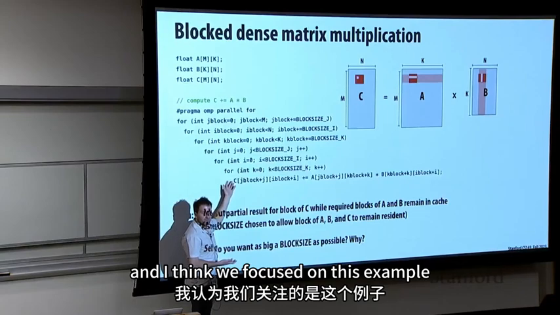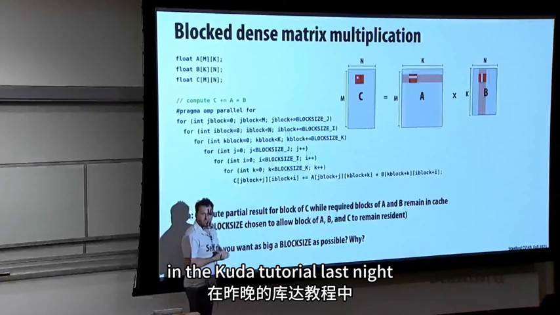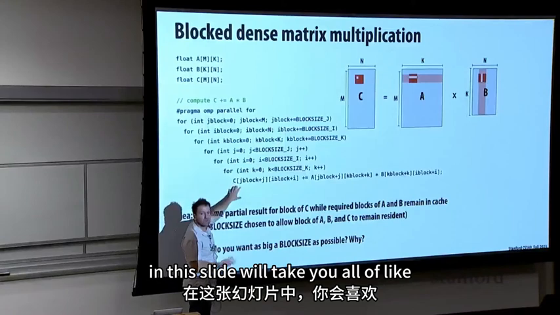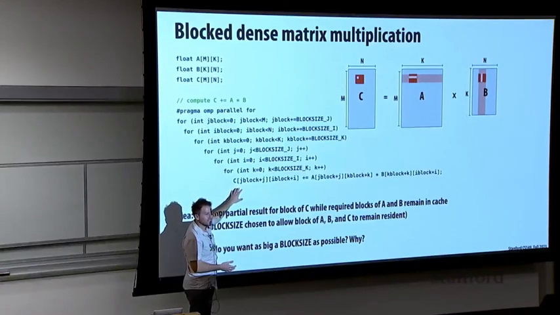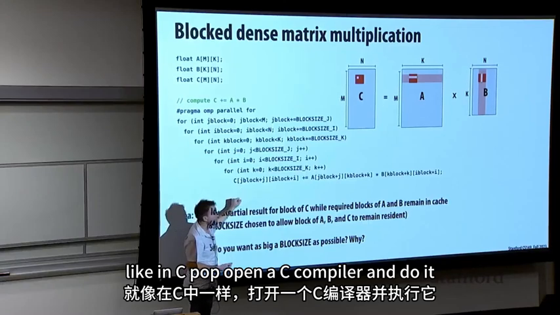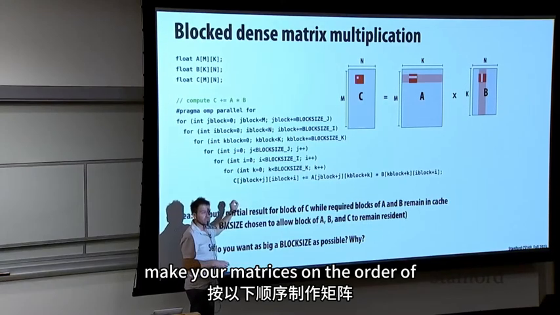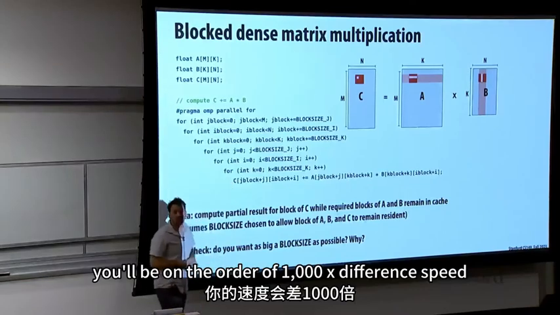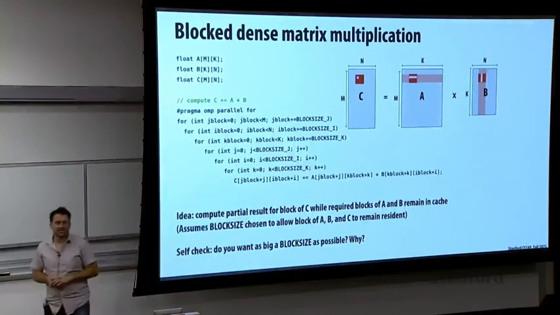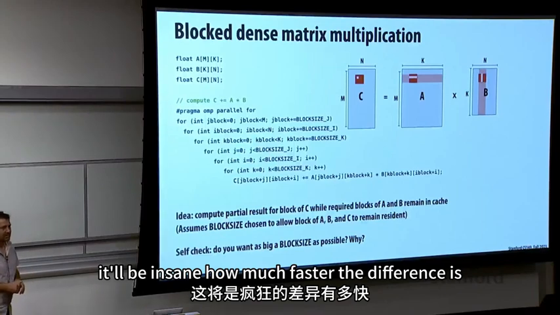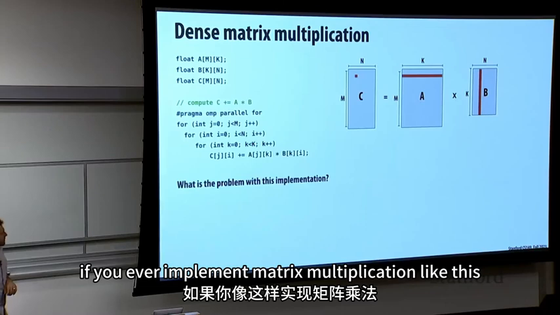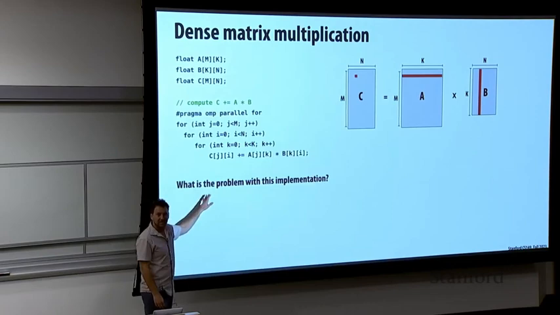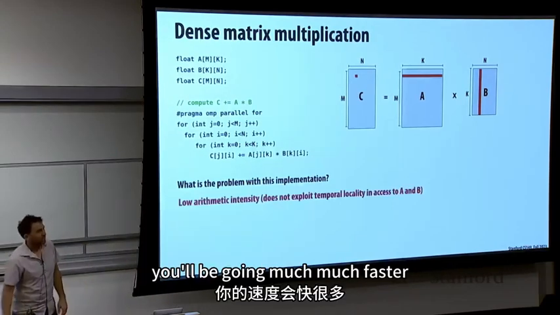And I think we focused on this example in the CUDA tutorial last night. But if you don't, the code on the previous slide and this slide will take you all of 15 minutes to write, like in C. Pop open a C compiler and do it. Make your matrices on the order of many megabytes or a gigabyte. You'll be on the order of 1,000x different speed. It'll be insane how much faster the difference is. So if you ever implement matrix multiply like this on big matrices, you are running at your bandwidth limit. And if you block, you'll be going much, much faster.